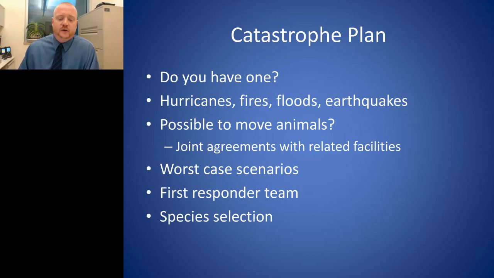And then the final thing, and we'll talk about this a little bit later in the presentation, is species selection. Because if your outdoor facility happens to get flattened and all of your fish get swept out to sea, well, that's an important thing, because we want to make sure that we're not introducing species that aren't supposed to be there. And we'll talk about that as well.